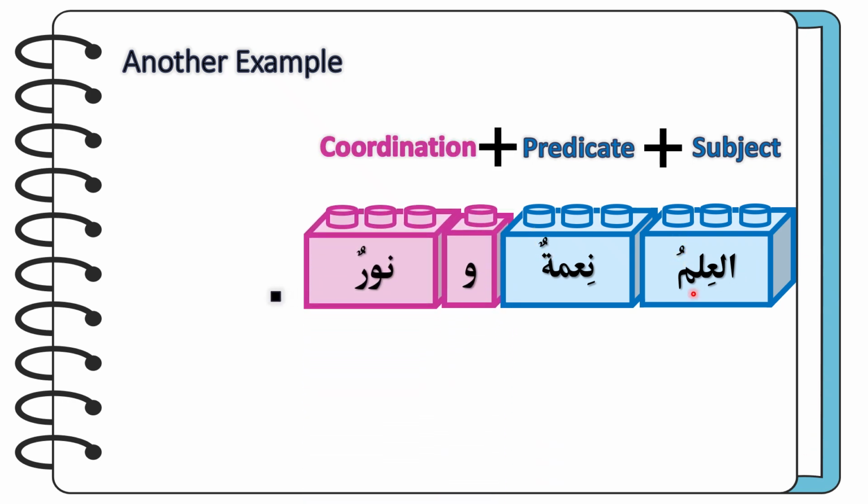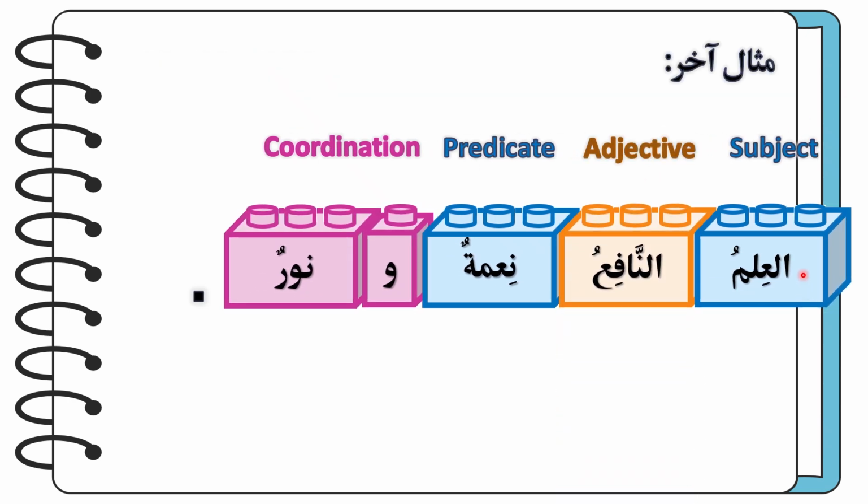I want to add information about the subject, which is the role of the predicate. It gives information about the subject. So I add a word that's attached to the predicate and agrees with it in all the cases. See, this is indefinite and so is here, nur. And this here ends with a tanween, double dhamma. This also follows it in the same way. So we say al-ilmu ni'matun wa nurun.